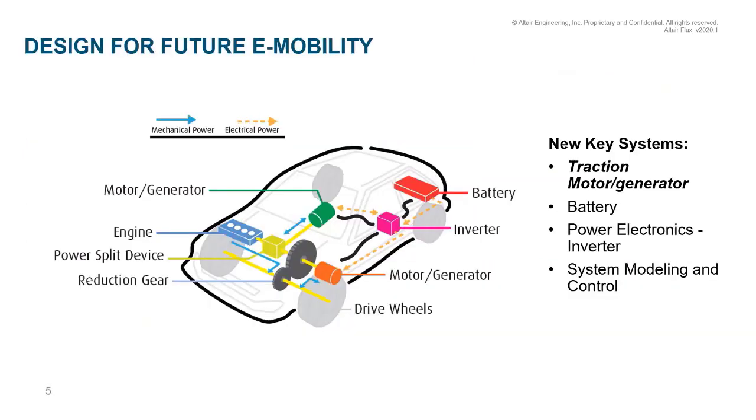An electric powertrain typically consists of these main components: the traction motor, generator, the battery, the power electronics, which includes the inverter but is not limited to it, and the system modeling and control to control the power transfer between all these components.